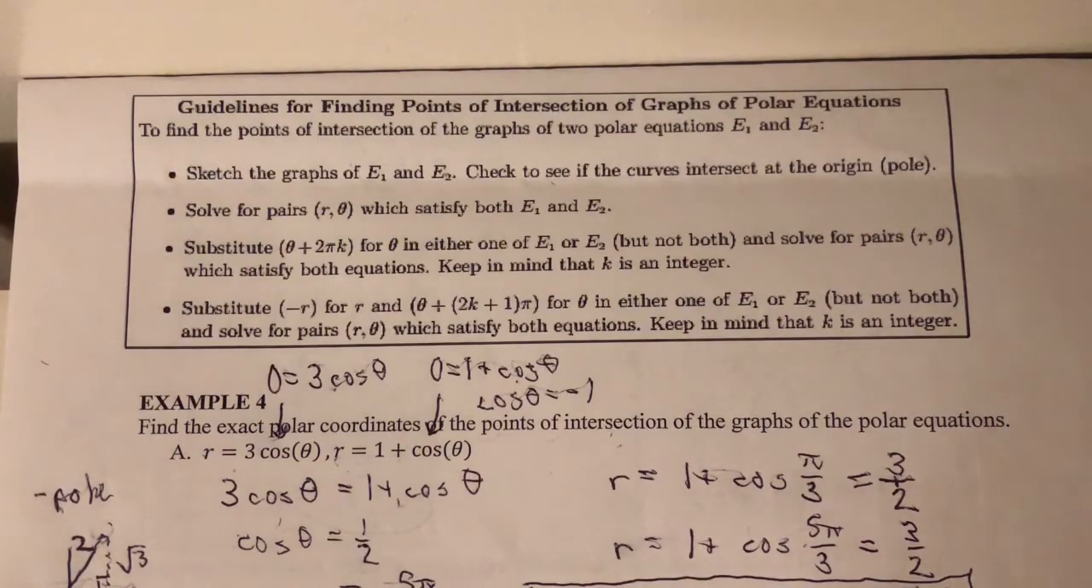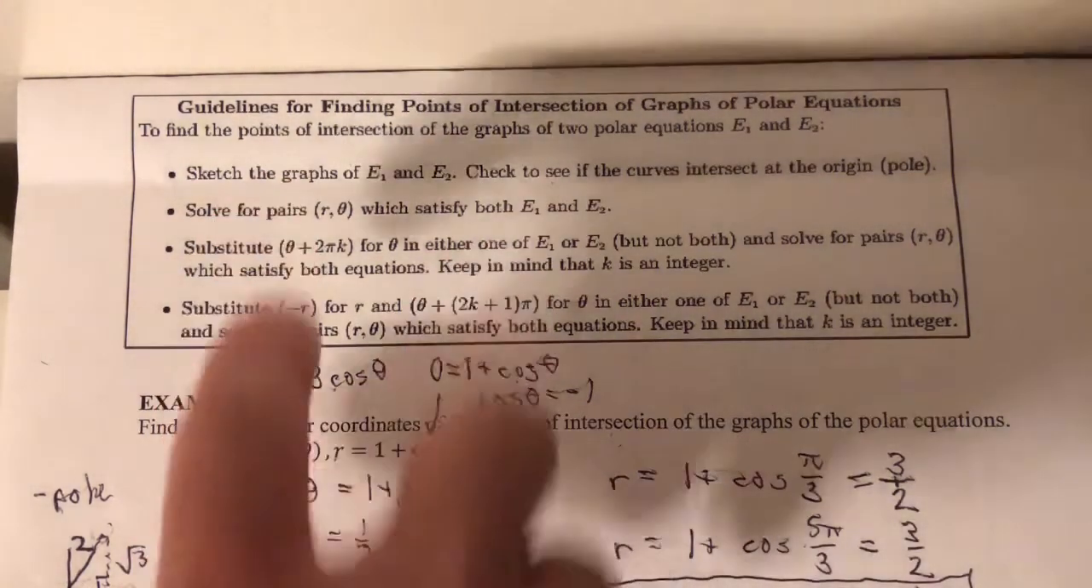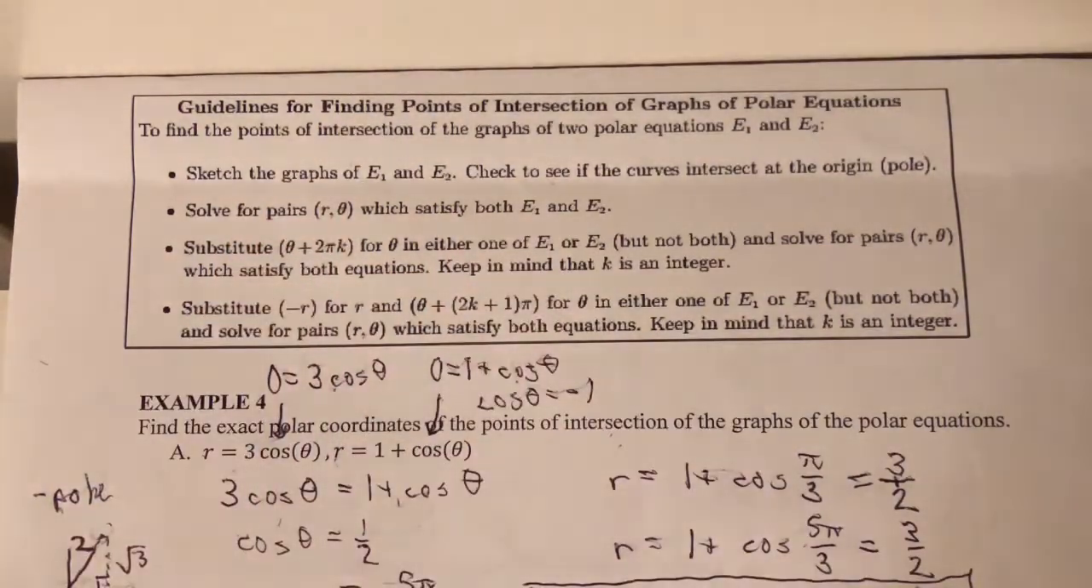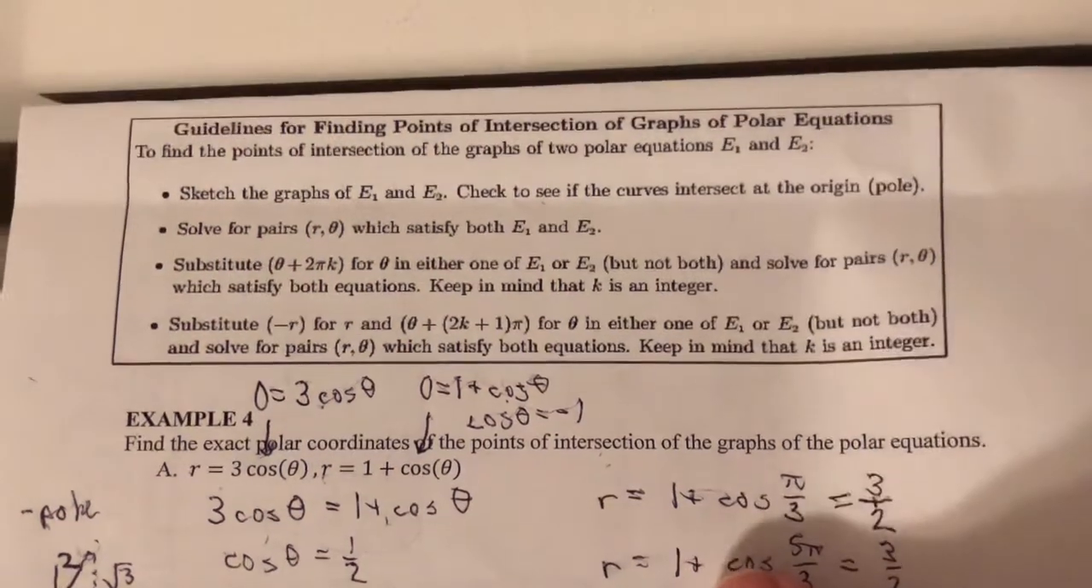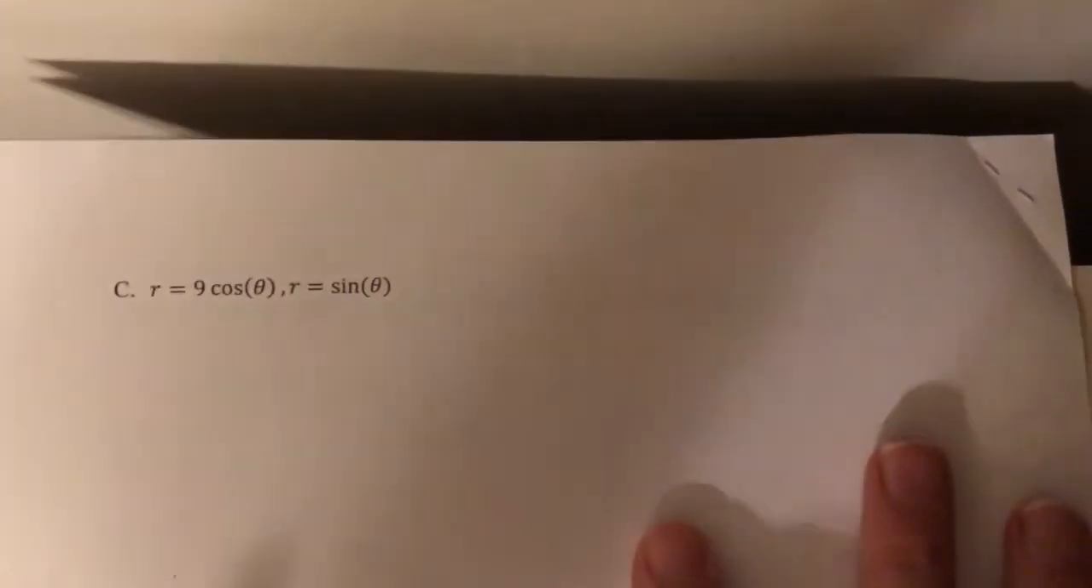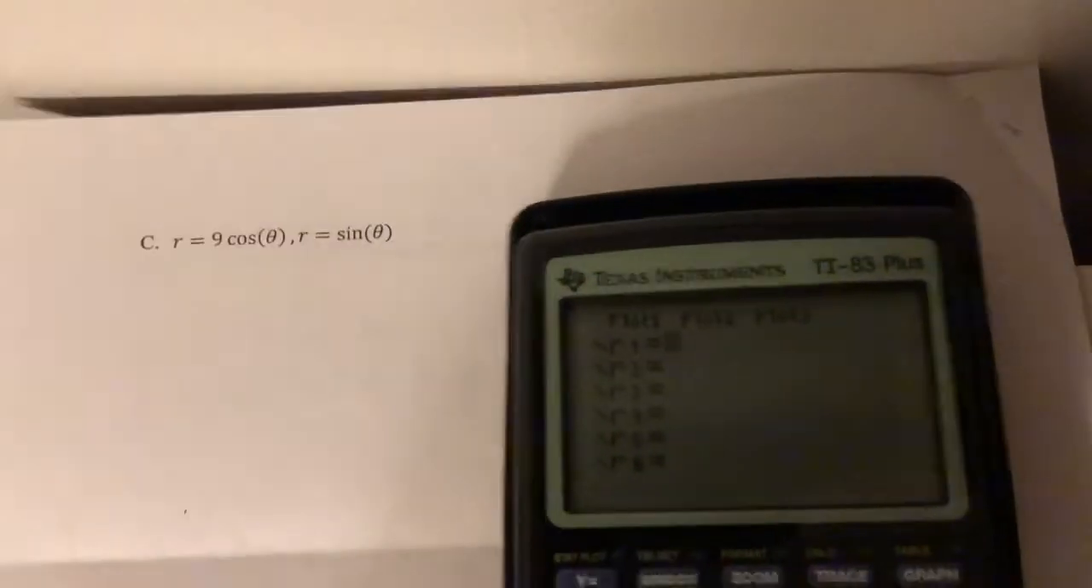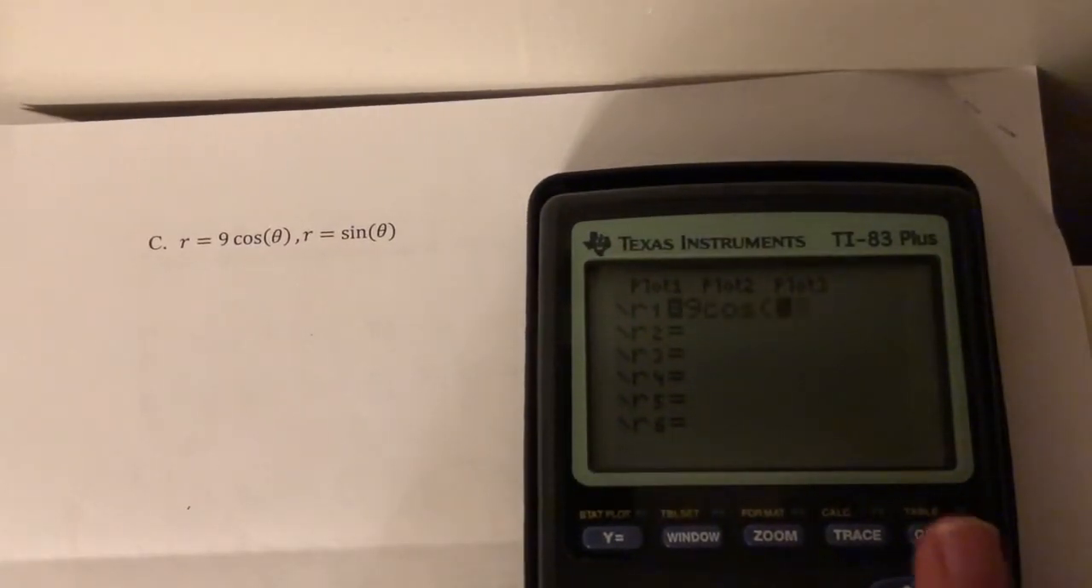So, this was an easy example. We got away with finding all 3 points using just the first 2 bullet points. We'll take a look at another example like that. I'm going to look at part C. So part C, we've got r equals 9 times cosine of theta and r equals sine theta. So our step 1, just like before, I'm going to graph these out. So 9 cosine theta and sine theta.